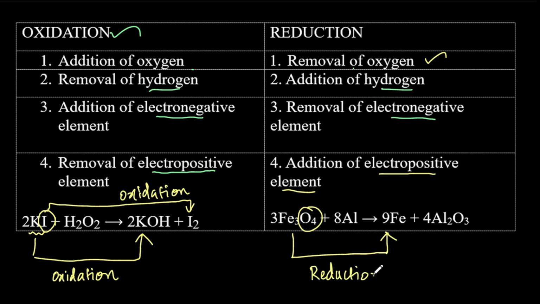It is reduction. Here what is added? An electropositive element is added. Aluminium is a metal. Metals are electropositive. So electropositive element is added. So for reduction, addition of electropositive element is also happening. So the fourth definition of reduction is addition of electropositive element. I hope you understood up to this. Let's go to the next concept.